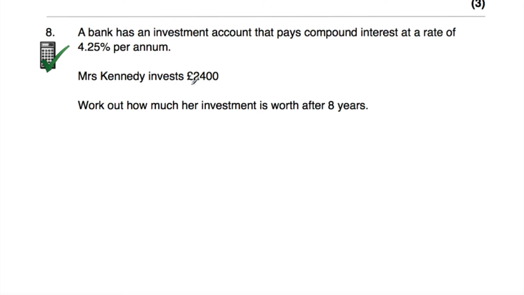So remember, we've got the initial, which is 2,400, multiplied by the multiplier. Its interest is going up by 4.25%. So if we start off with 100%, and it goes up by 4.25, we would have 104.25%. And as a decimal, that'll be 1.0425. So if you multiply something by 1.0425, it increases it by 4.25%. And then to the power of time, well, it's invested for 8 years, so to the power of 8.